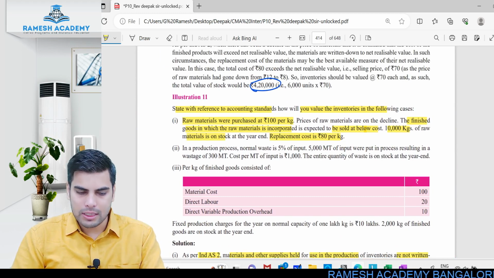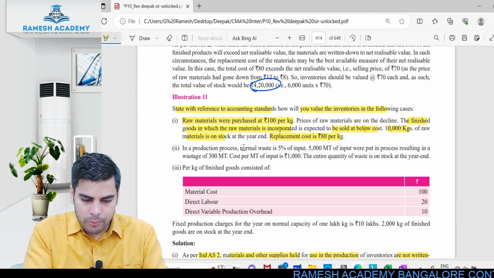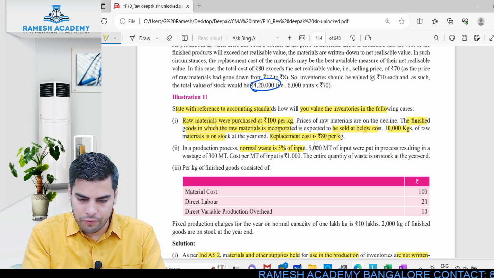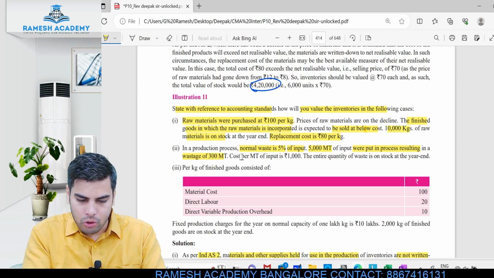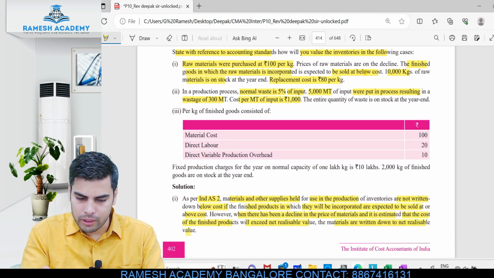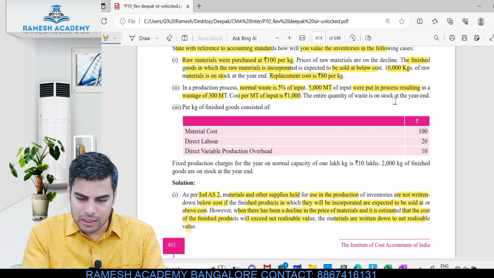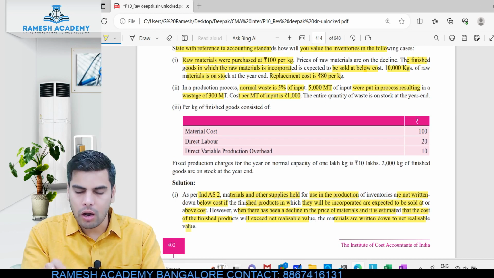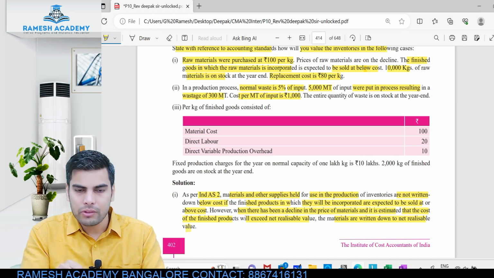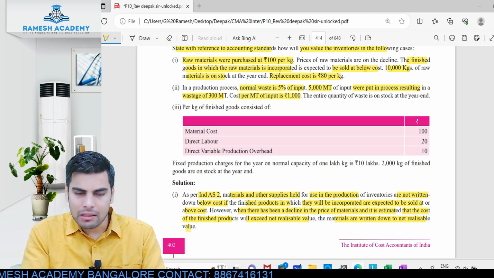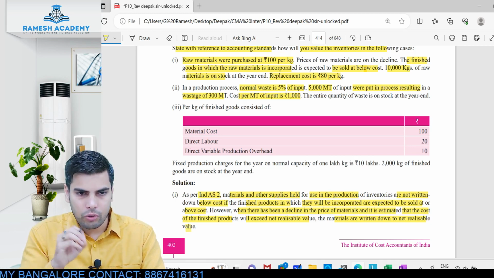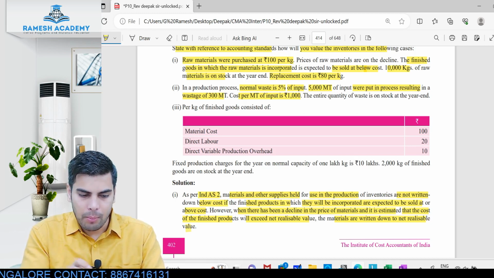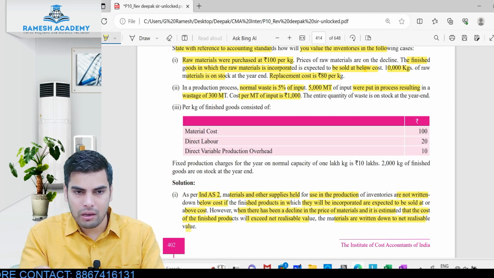Alright, so let's move on to the second sub question. In the production process, normal wastage is 5% of input. So 5,000 metric ton of input were put in the process, resulting in wastage of 300 metric ton. The cost per metric ton of input is 1,000 rupees. The entire quantity of wastage is a stock at the year end. So how are we going to value this particular thing? Now, if you calculate the normal waste on this 5,000 metric ton, how much should it be? 5,000 into 5% would be 250, right? But what about the actual wastage? It was 300 metric ton.